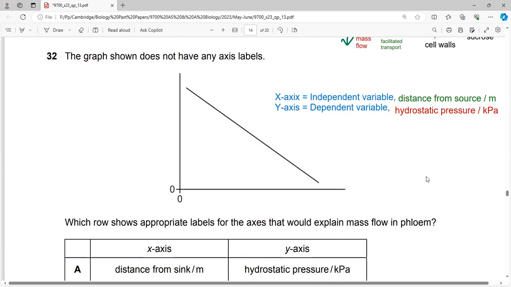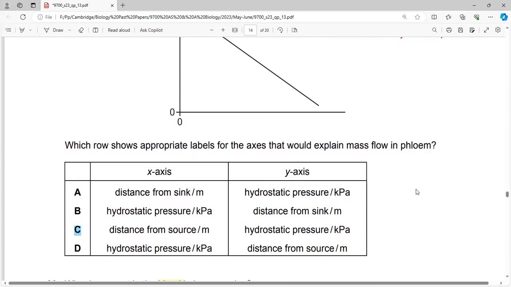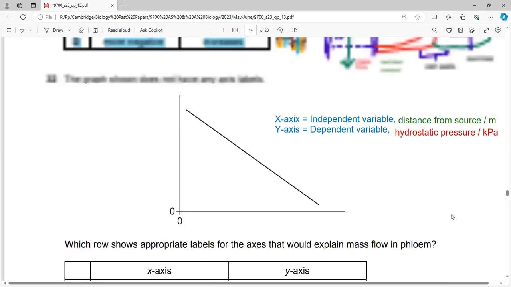Now, this is the next question. The graph shown does not have any axis labels. There are two axes, and these axes are not labeled. According to the question, which row shows the appropriate labels of the axes that will explain mass flow in the phloem? One value is hydrostatic pressure and the other value is the distance from the sieve tube element. So we're going to get this idea.